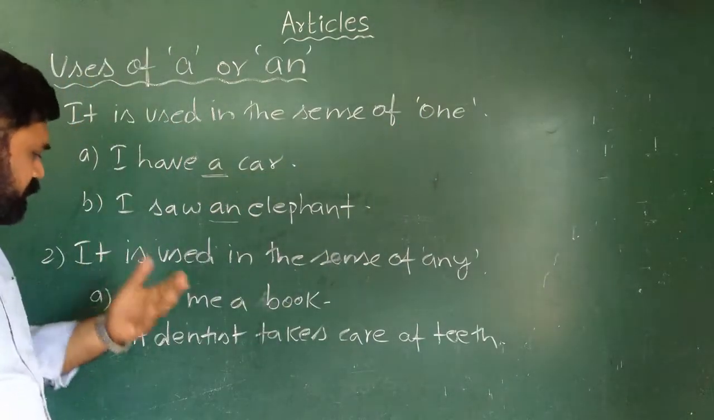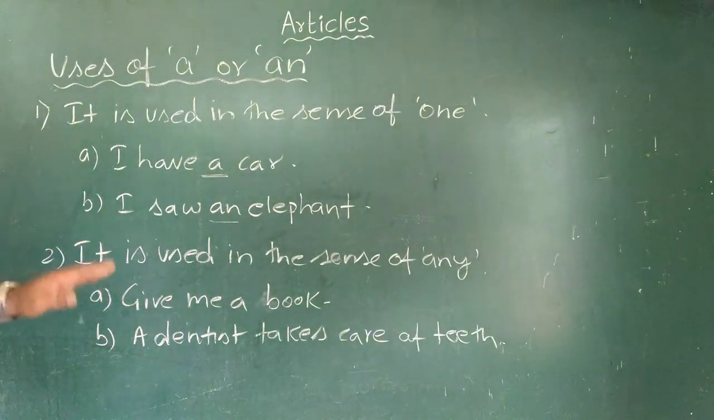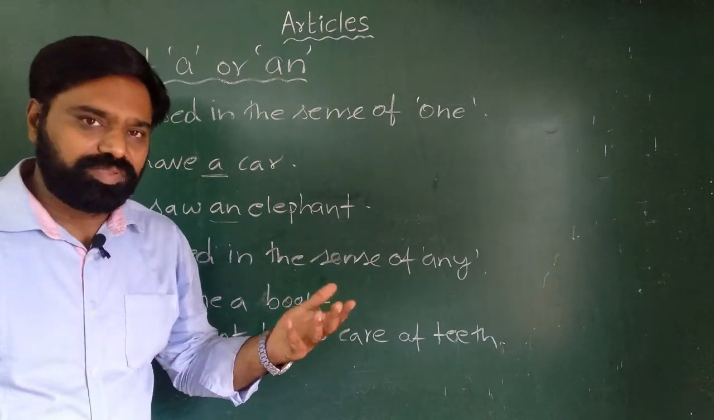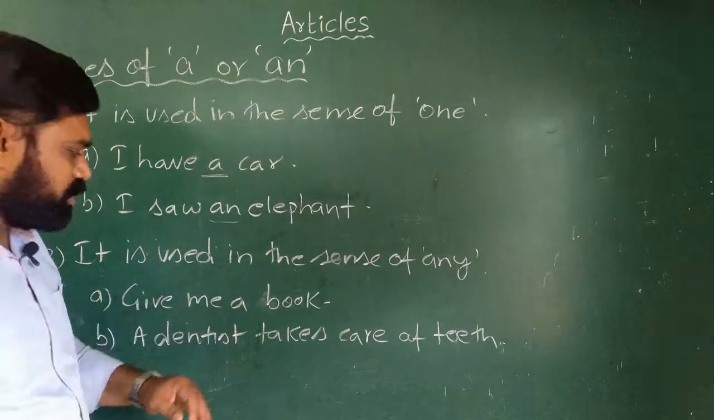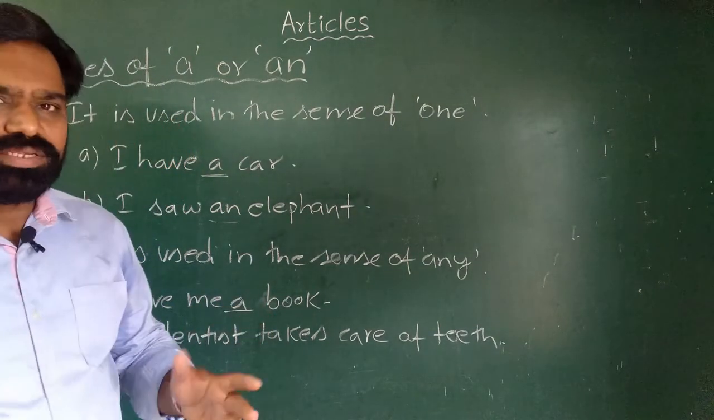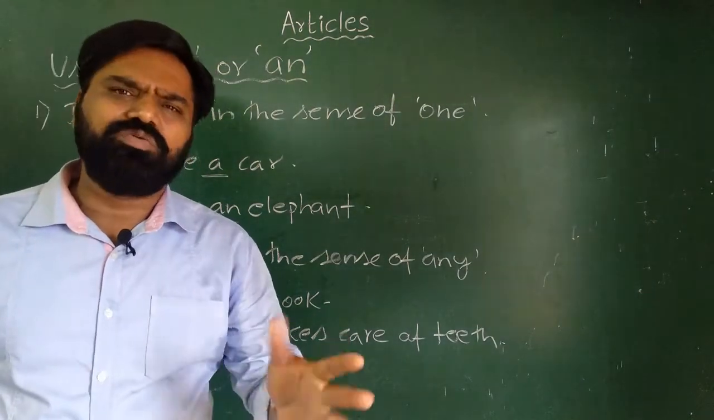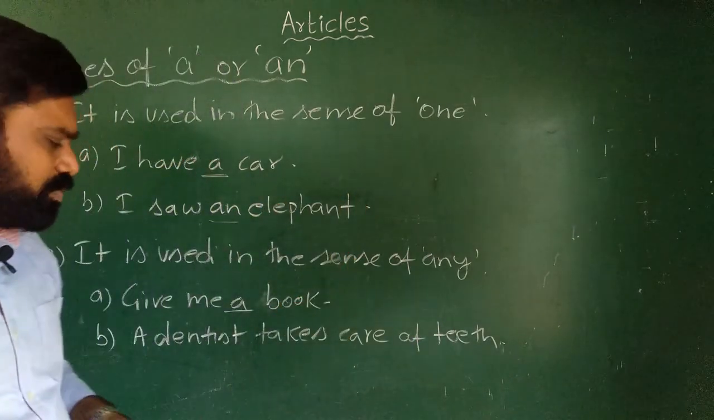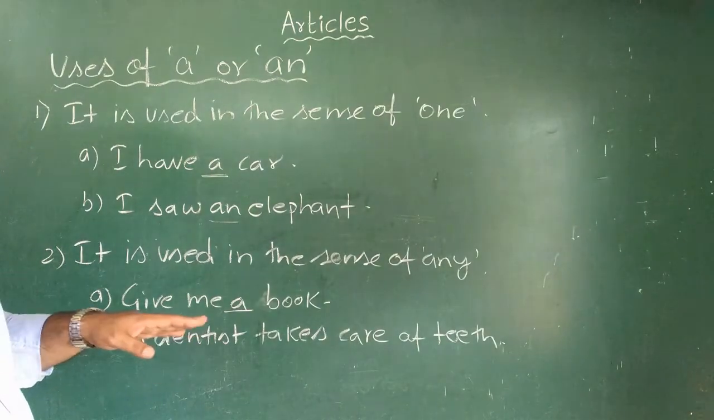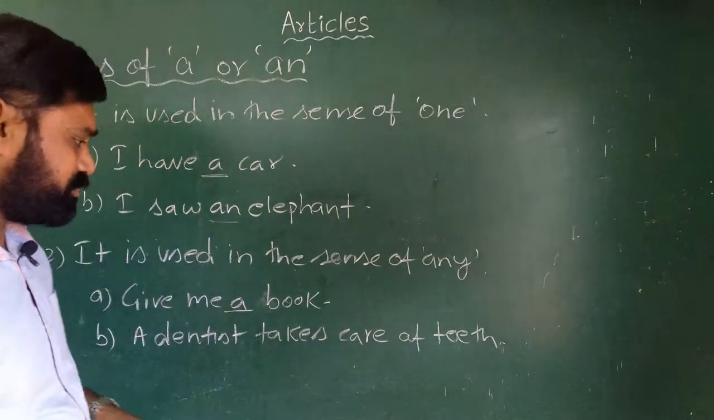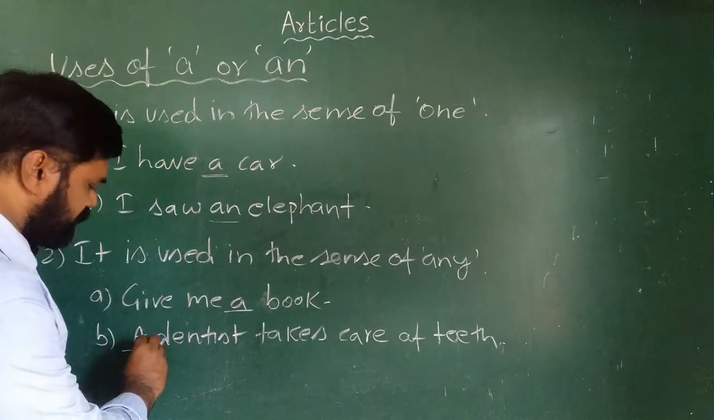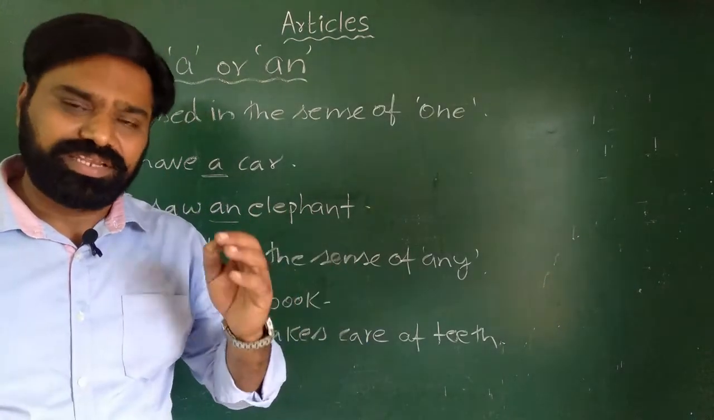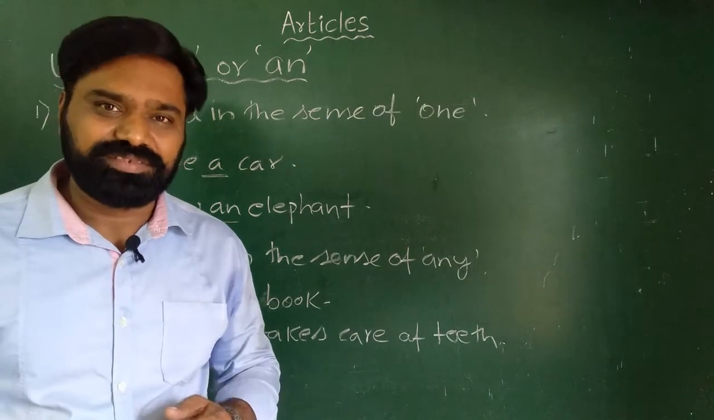Let us see the next usage. We can use articles a or an in the sense of any. For example, give me a book. It doesn't mean give me one book. It means give me any book. Whatever book you have, you can give any book. A dentist takes care of teeth. When I say a dentist, it means any dentist. Any dentist takes care of teeth, right?